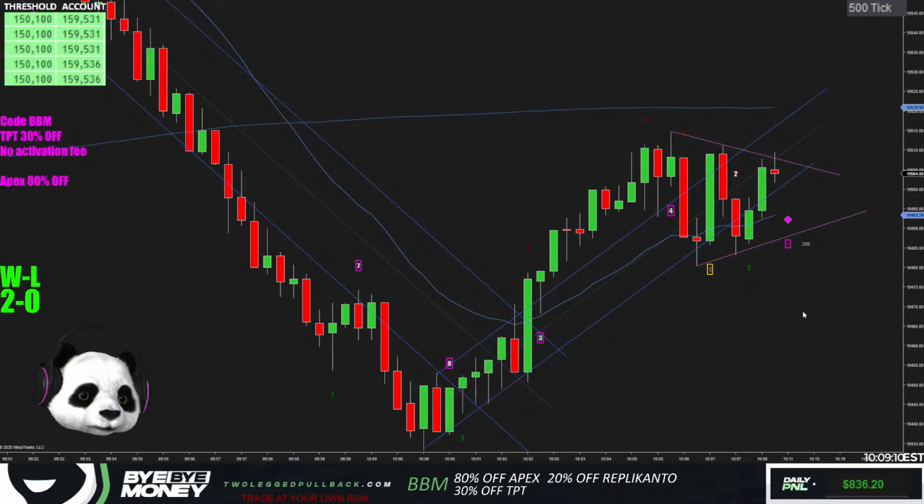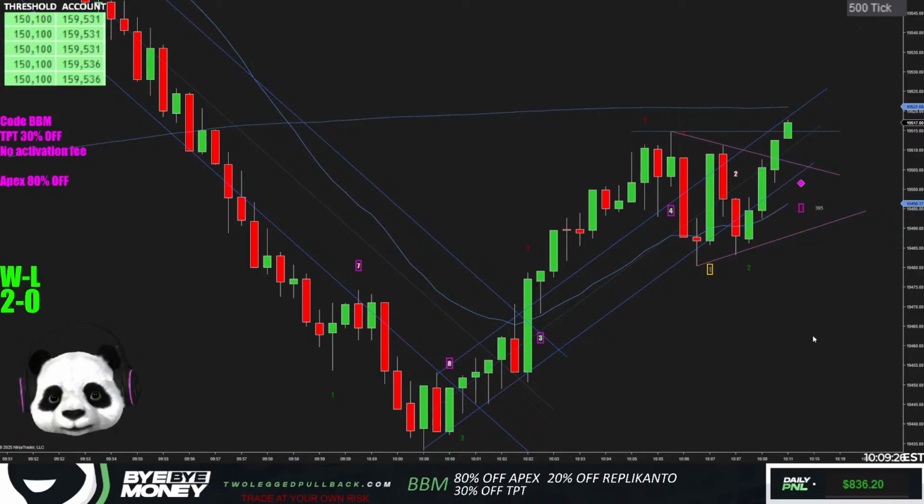Okay. Maybe testing the highs here. That's fair. Test the highs here. Making a double top before reversing. Second entry short. Wow, big push up. Really strong push up. Almost breakout-ish. Crazy price action. Crazy. Okay, strong push up.